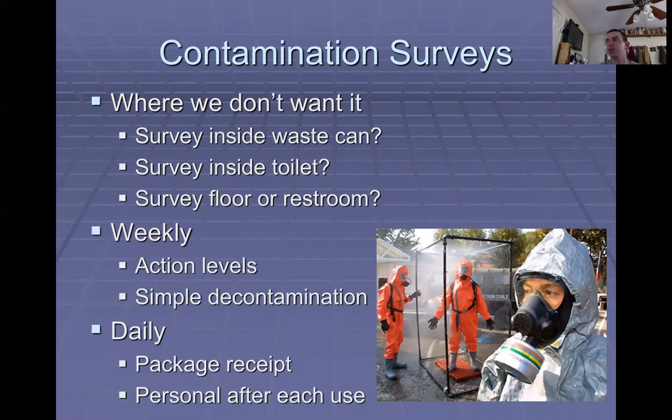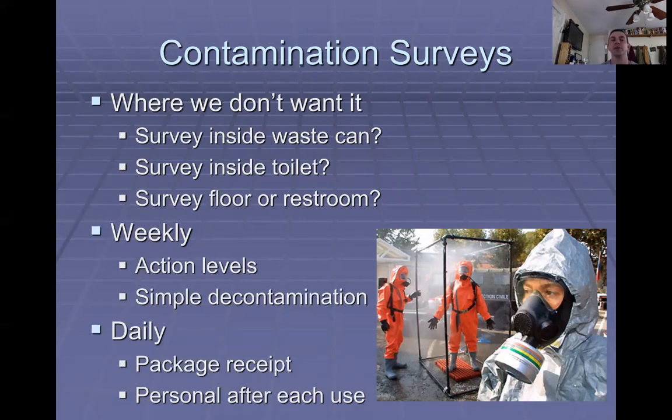So we know that there's going to be iodine in the bathroom. That's not surprising. We still want to survey for it and clean it up. But we're more concerned about areas where people don't expect it, outside of the room, on the handle going into the door, something that's going to be used by a lot of staff. That would be an area where we don't want contamination.